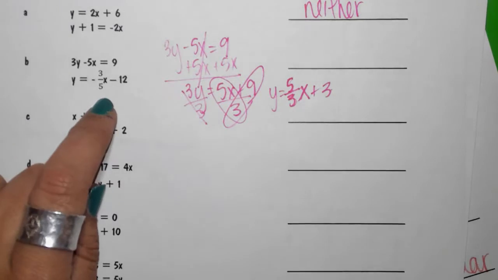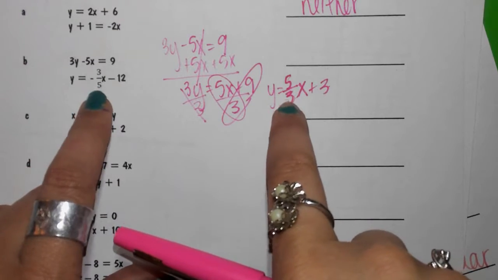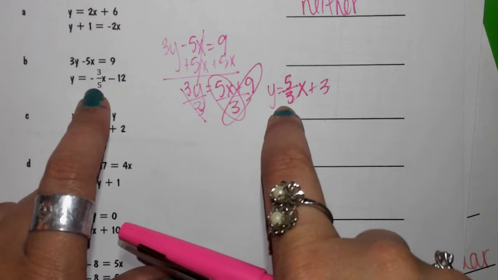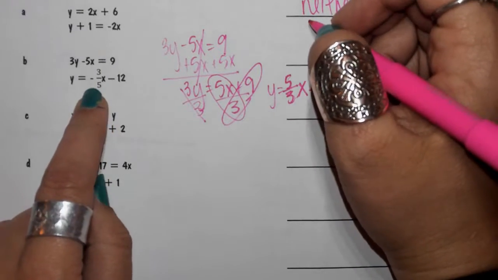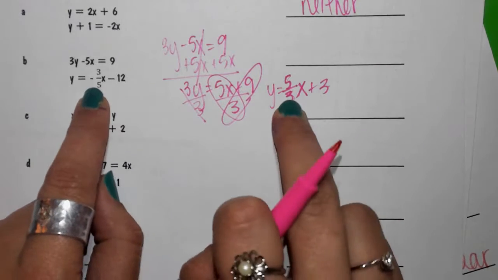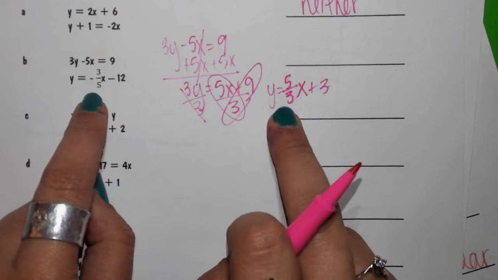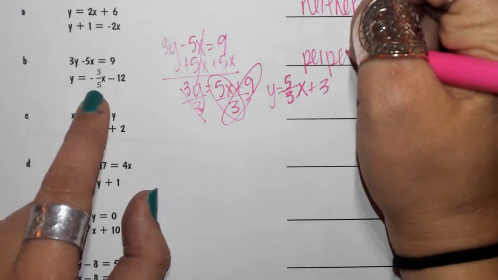And what's 9 divided by 3? Okay, now let's look at our slopes. We have 5/3 and negative 3/2. Are these opposite signs? Yes. Are they flipped? Yes. So are they parallel, perpendicular, or neither? Parallel. Hold up. Perpendicular. Parallel, they have to be the same thing. Are these the same thing? No. Perpendicular, they have to be opposite or reciprocal. Are these opposite or reciprocal? Yes. Perpendicular.